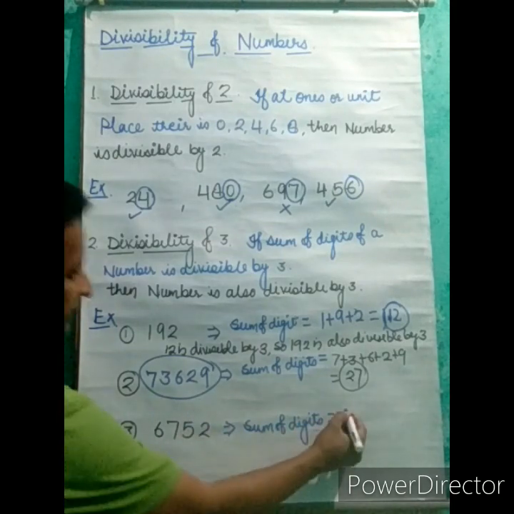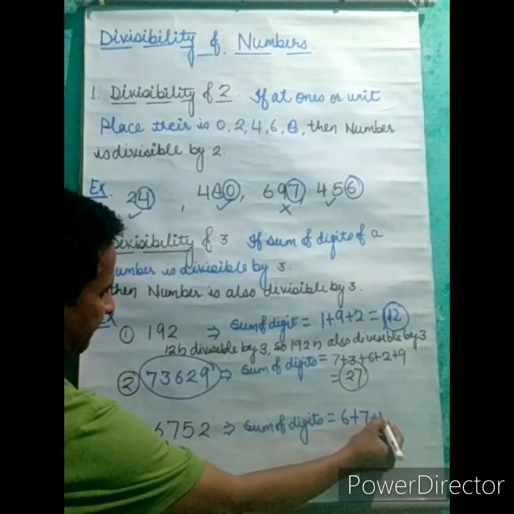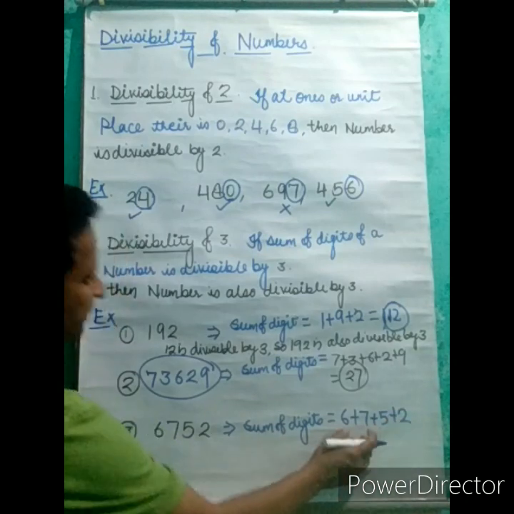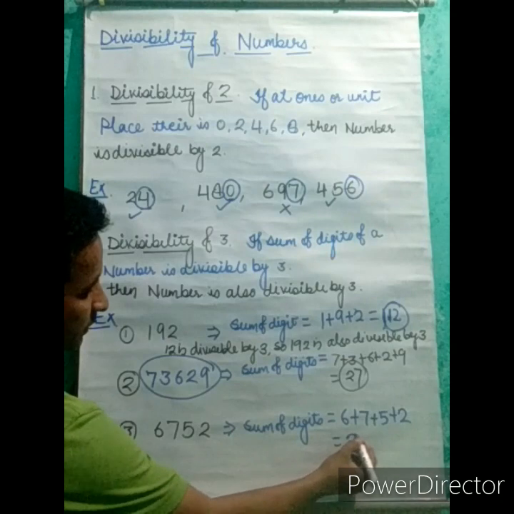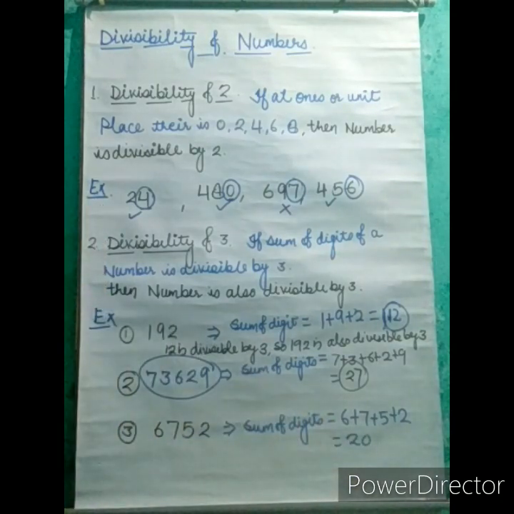Now next question, 6 plus 7 plus 5 plus 2. So your sum will be 13 plus 5 is 18, plus 2 is 20. But 20 is not divisible by 3. It means this number is also not divisible by 3.